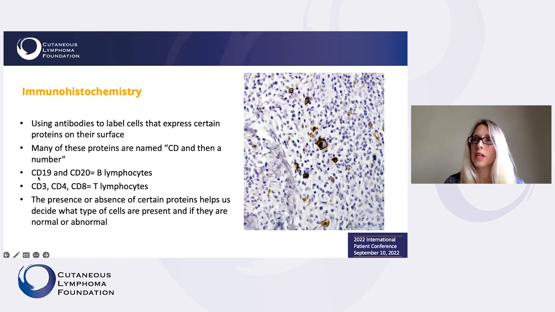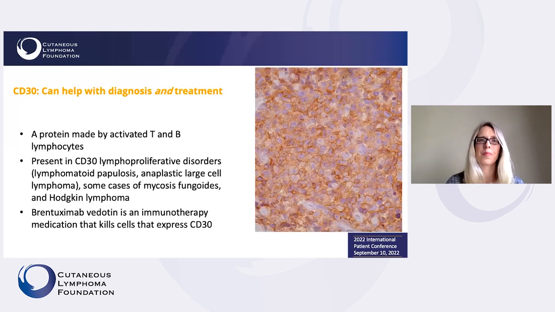So for example, CD19 and CD20 are markers that help us find B lymphocytes, and CD3, CD4, and CD8 are some of the markers that label T lymphocytes. So deciding whether these proteins are present or not present helps us decide what kind of cells are present in the tissue, and then if they're acting in a normal or abnormal way.